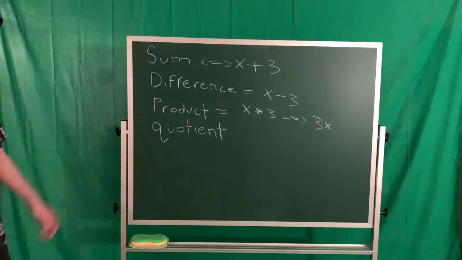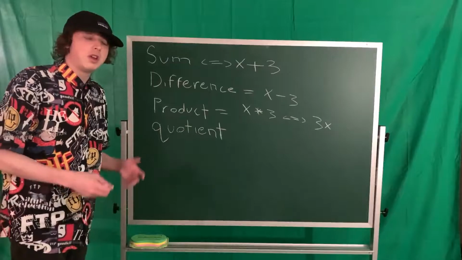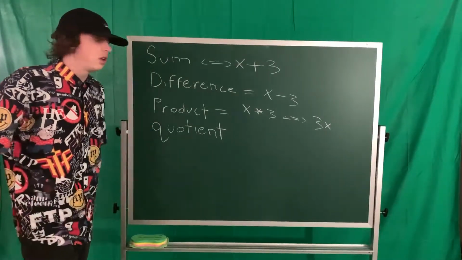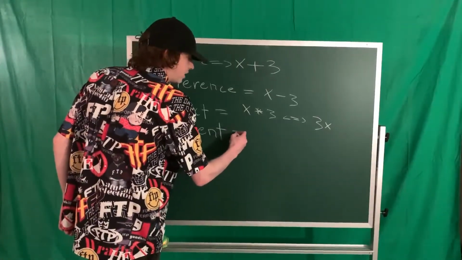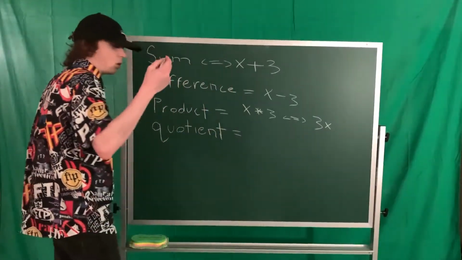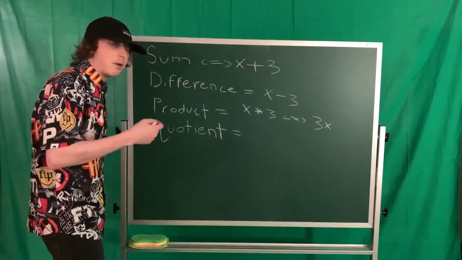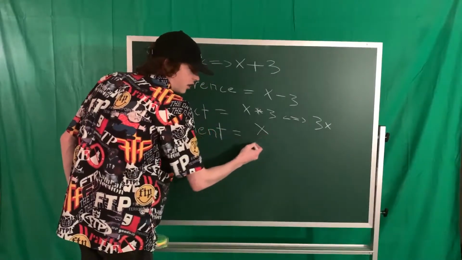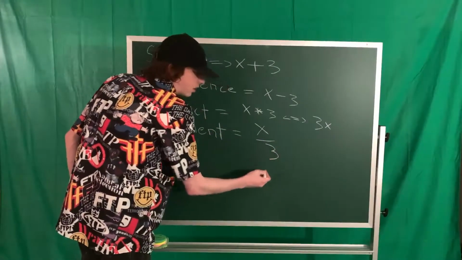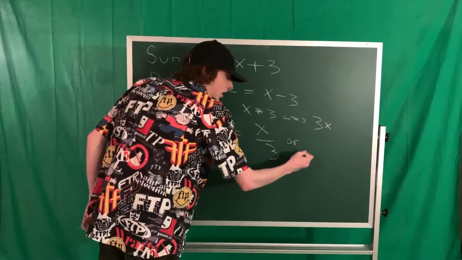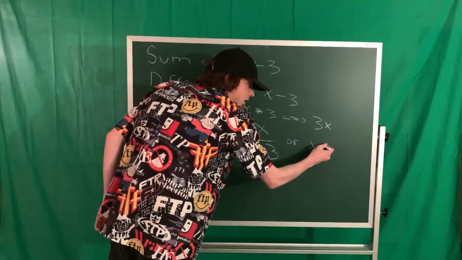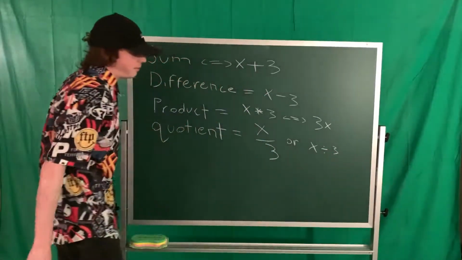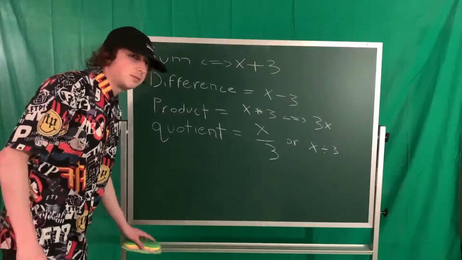Now the quotient, much as the difference would be the opposite of the other, would be division. So if we had the quotient of x and 3, then we would be seeing x divided by 3, or x over 3. These are two little dots. Let's go over some examples.